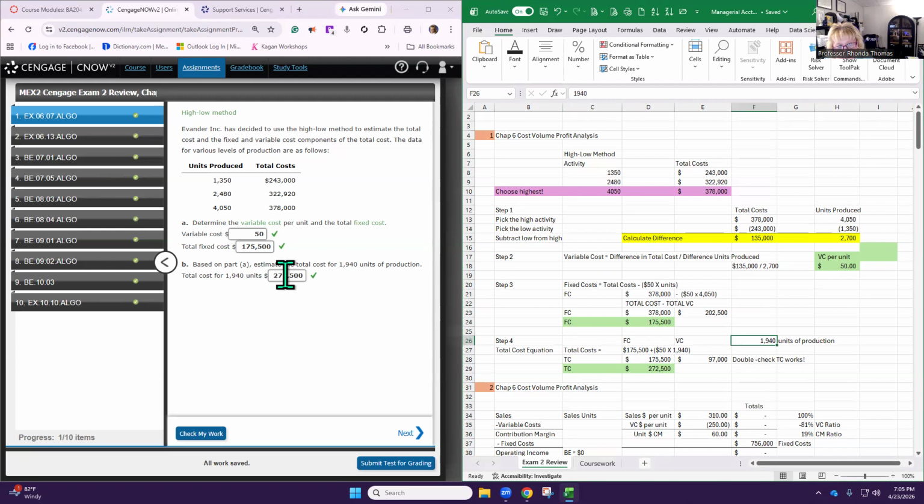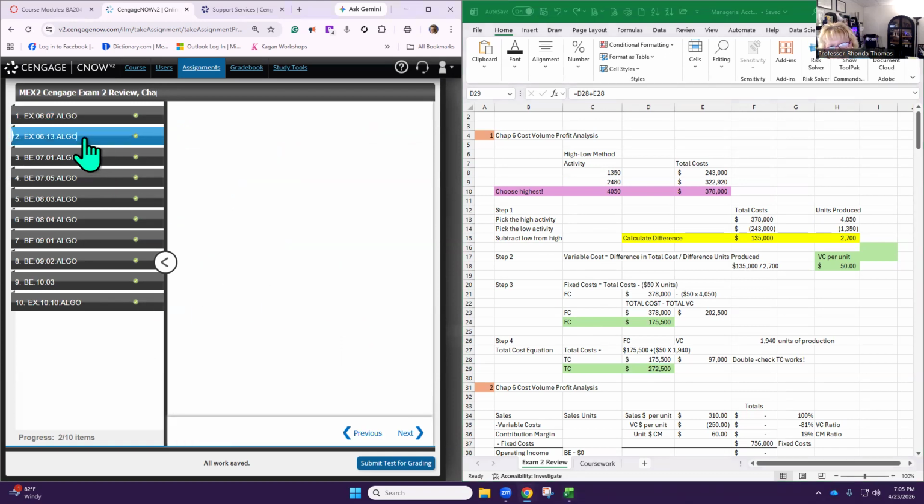They want an estimate of the total cost for 1,940 units. We have to start with fixed, and then you take the $50 times the number of units that they are requesting, and that is 97,000, and then you add these two together and you get total cost of 272,500. Okay, so that's walking you through the high-low method, and there's 4 steps involved.